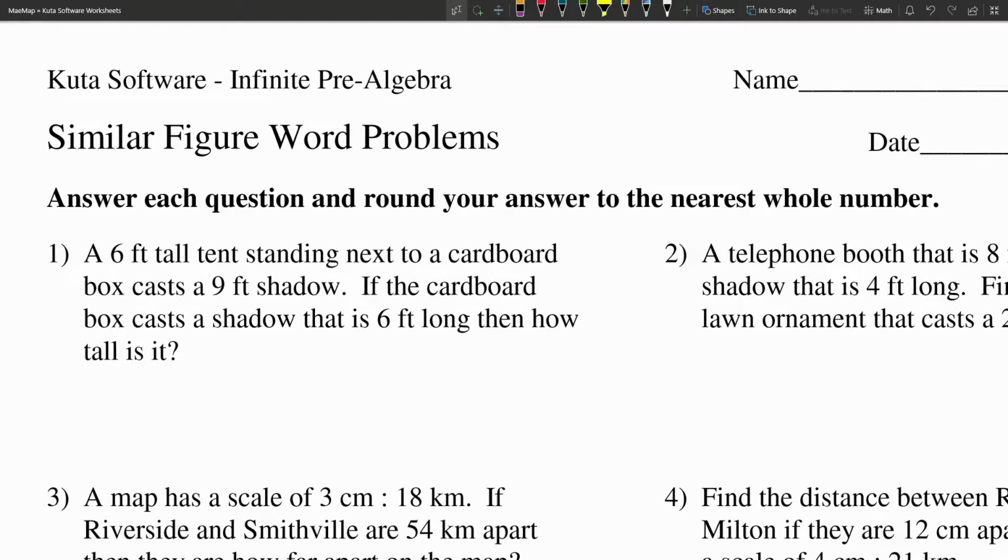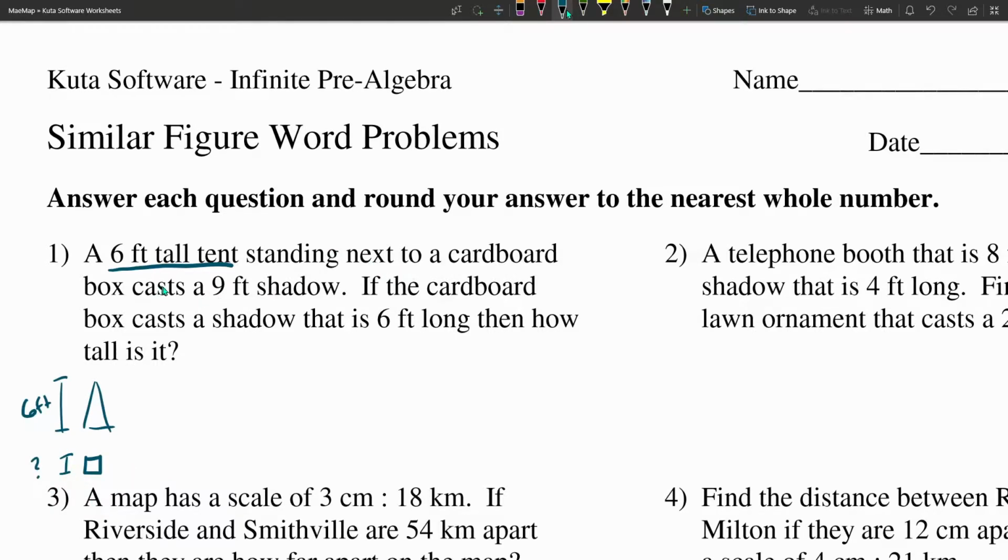So I think the best thing here to help us visualize this is to actually draw a picture. What I like to do is go through my problem and underline important information as I draw my picture. So we have a 6-foot tall tent. Here I'll just put my tent, and it is 6 feet tall, next to a cardboard box. I'm going to draw a little cardboard box down here, and remember, we're trying to figure out how tall that is. So this cardboard box is what our unknown is.